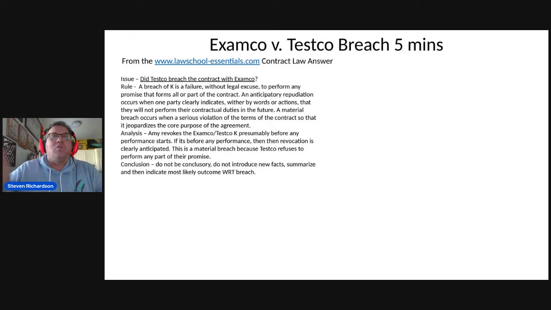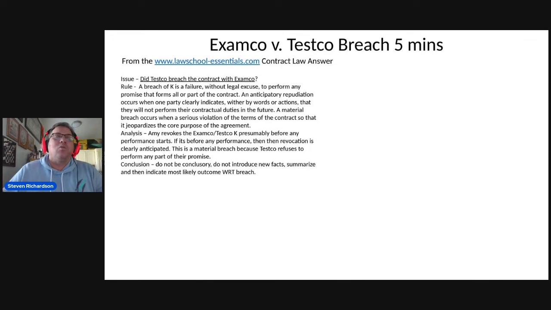So you define breach. Breach of a contract is the failure without any excuse to perform any promise that forms all or part of the contract. An anticipatory repudiation occurs when the party clearly indicates, whether by words or actions, that they will not perform the contract, right? And a material breach occurs when there's a serious violation so that the contract is jeopardized.